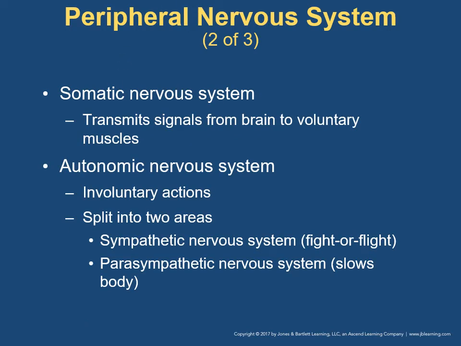The somatic nervous system is voluntary. It transmits signals from the brain to voluntary muscles and allows for activities such as walking, talking, and writing. The autonomic nervous system is involuntary. It controls involuntary actions necessary for basic body functions. These are things like digestion, dilation and constriction of blood vessels, and sweating. The autonomic nervous system is also split into 2 areas, the sympathetic and parasympathetic nervous systems that we just talked about. So again, sympathetic is responsible for fight or flight, and the parasympathetic slows the body down.